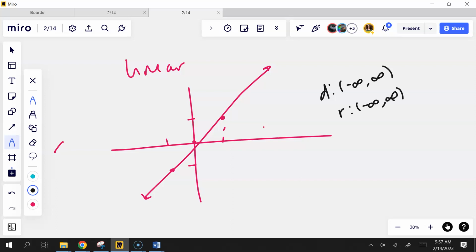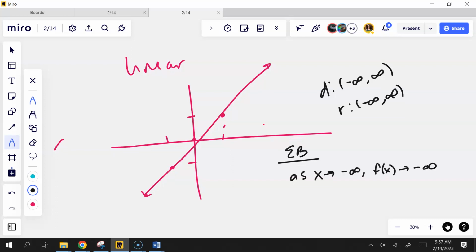In other words, no matter how you twist it, turn it, or shape it, what's the most number of times it could cross the x-axis? 1. It'll never cross more than 1, right? Okay. How about end behavior? As x approaches negative infinity, what does the graph do? Up or down? Down. That means on the left side, I go down.